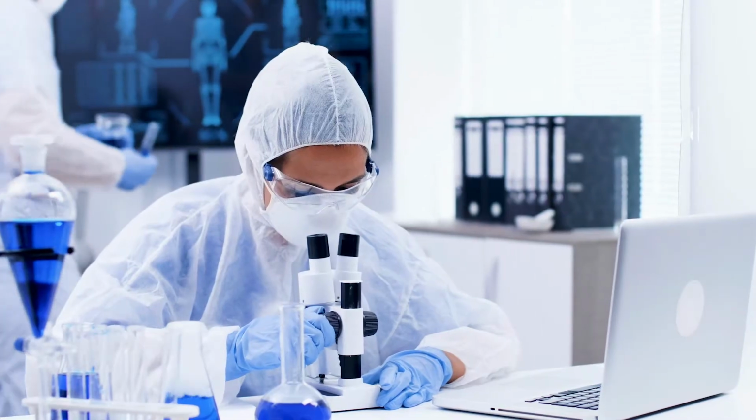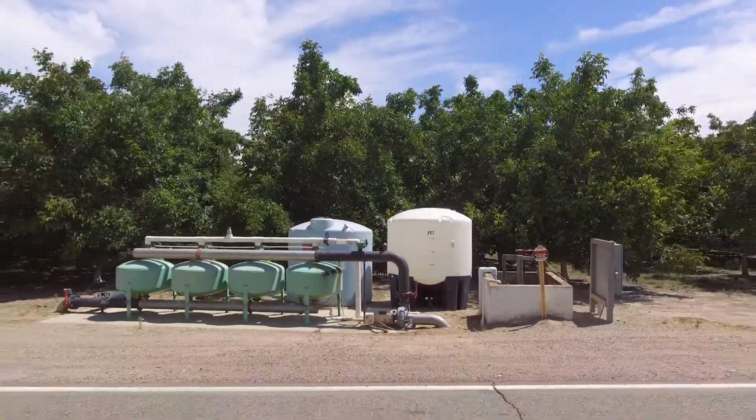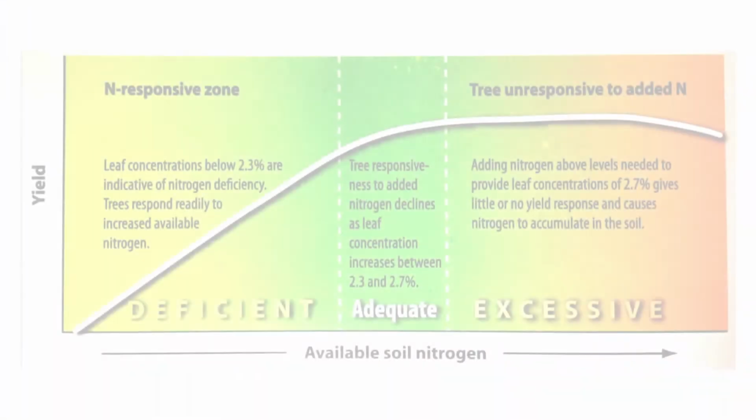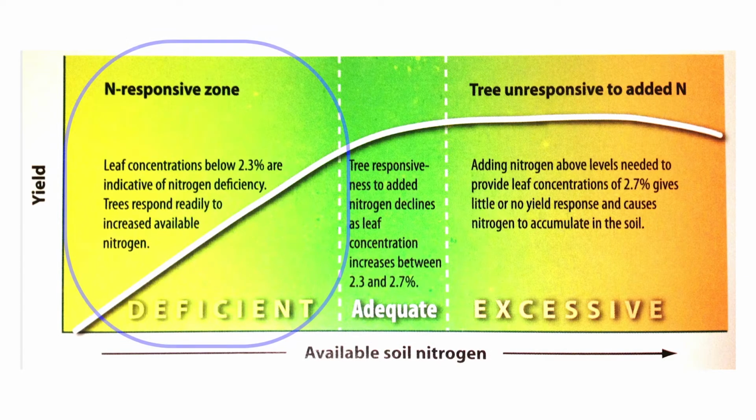Having the results early enables growers to react quickly by either holding off additional nitrogen applications if nitrogen levels are adequate, or adding fertilizer if a deficiency is apparent.